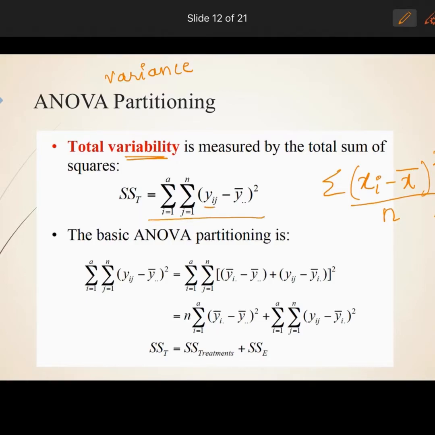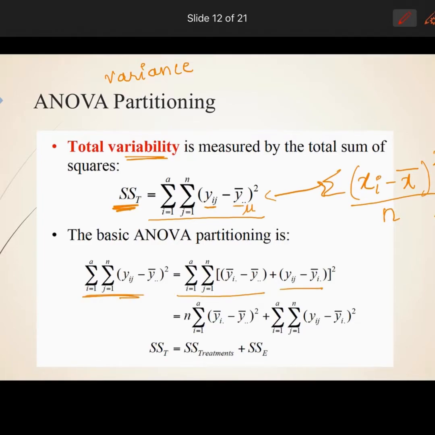So Yij is one particular observation, and y bar double dot is the overall mean, or the grand mean here. All right, so this is similar to the numerator: the difference of each observation from the overall mean, and then you are summing those squares. So that is known as the total sum of squares.